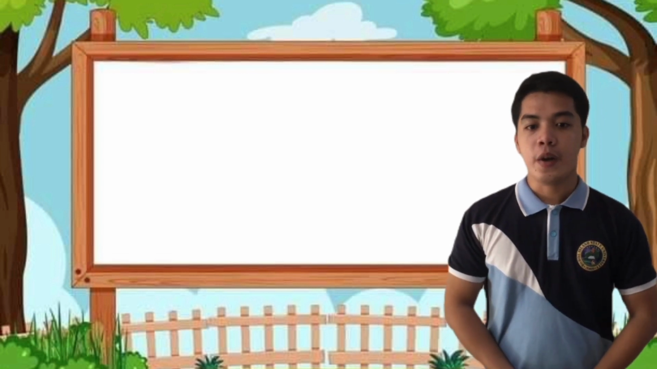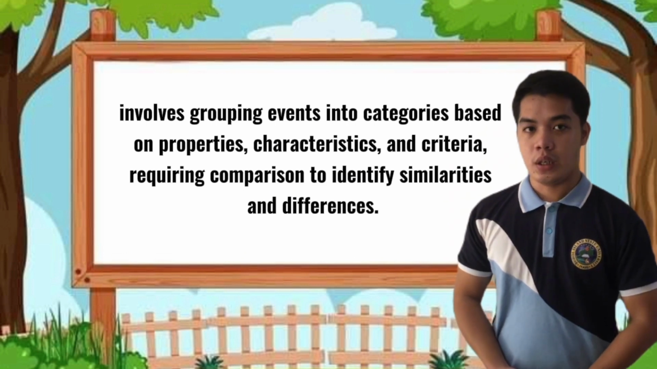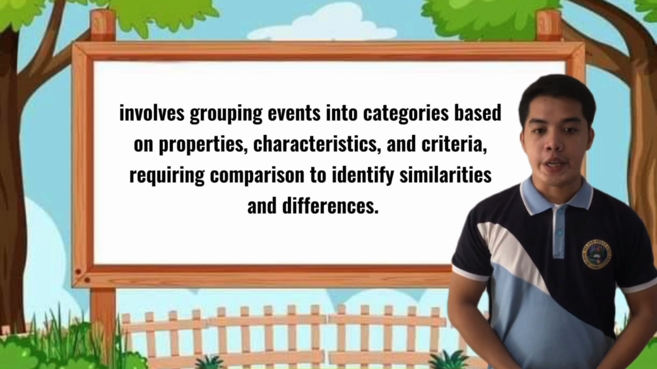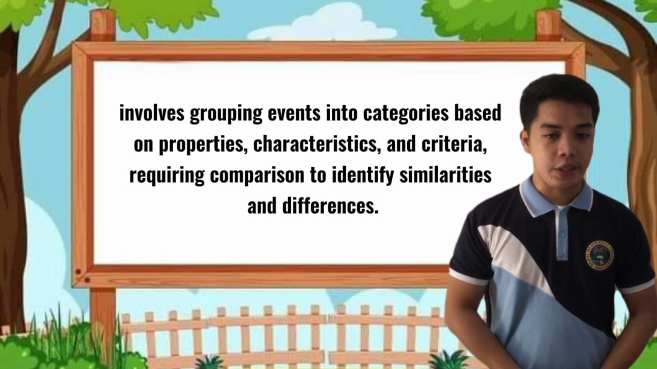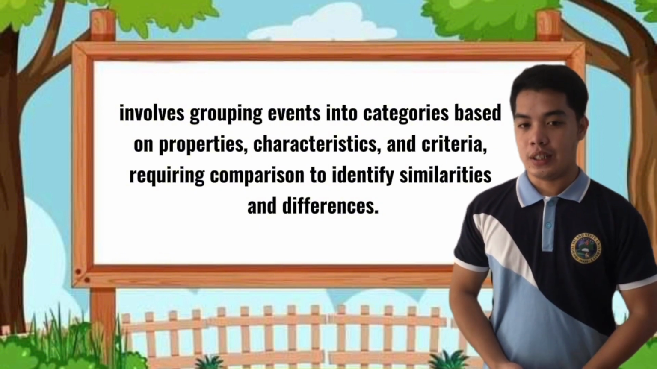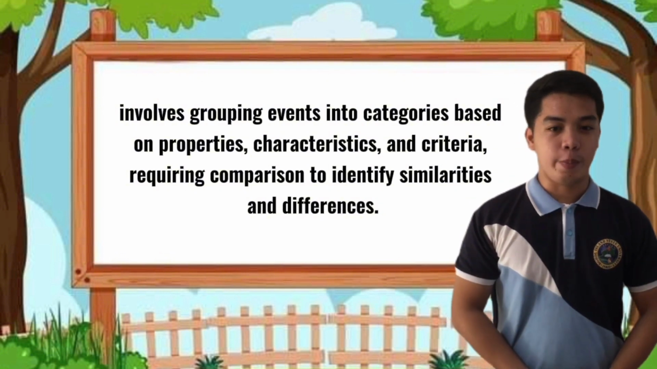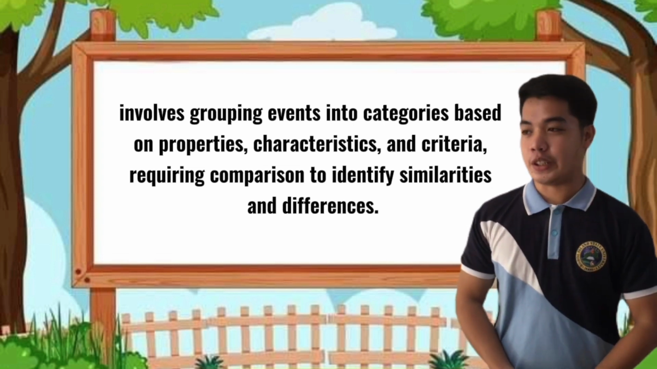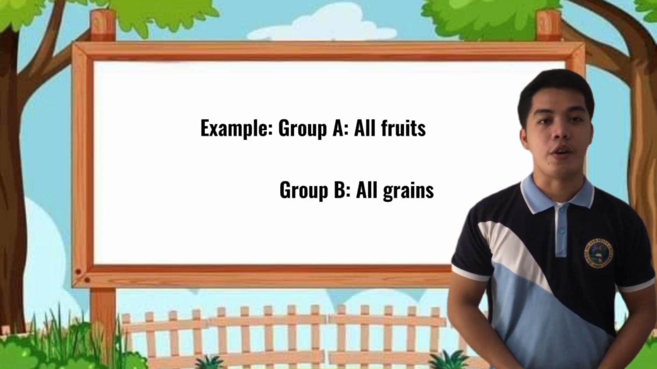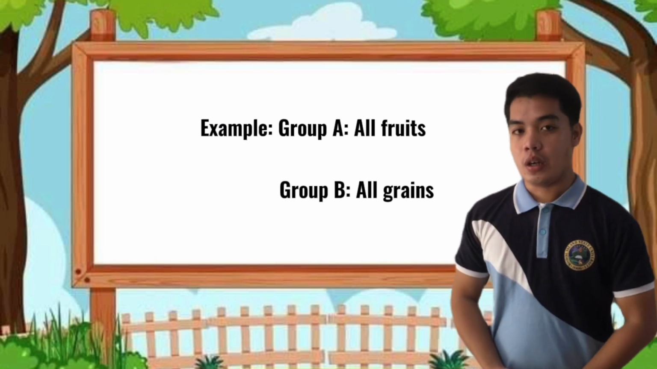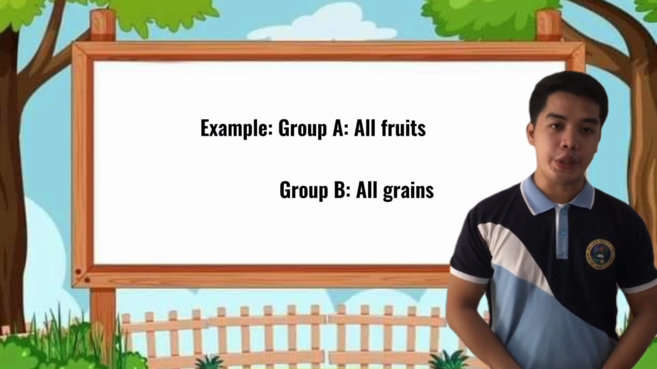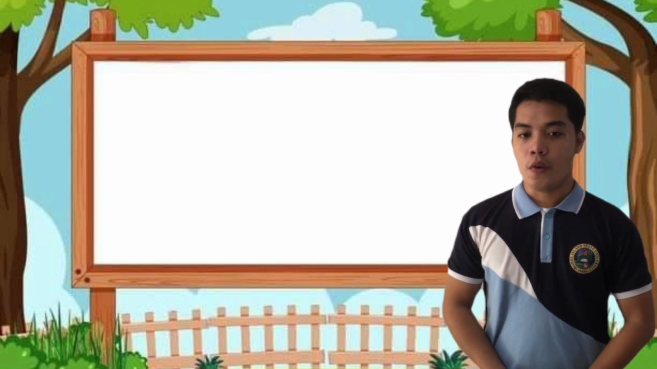Third, classifying involves grouping events into categories based on properties, characteristics, and criteria, requiring comparison to identify similarities and differences. For example, Group A, all fruits. Group B, all grains.